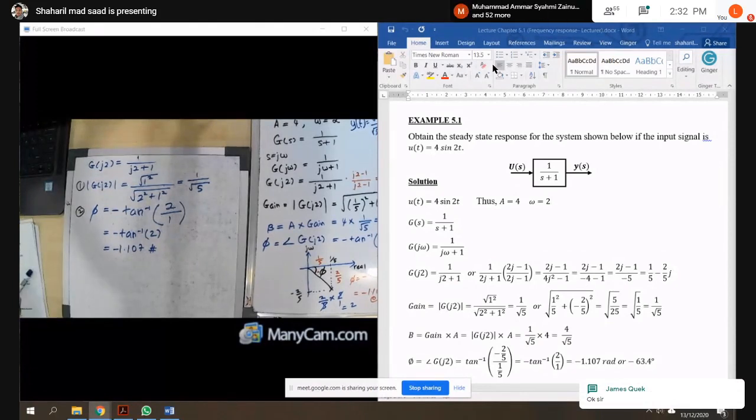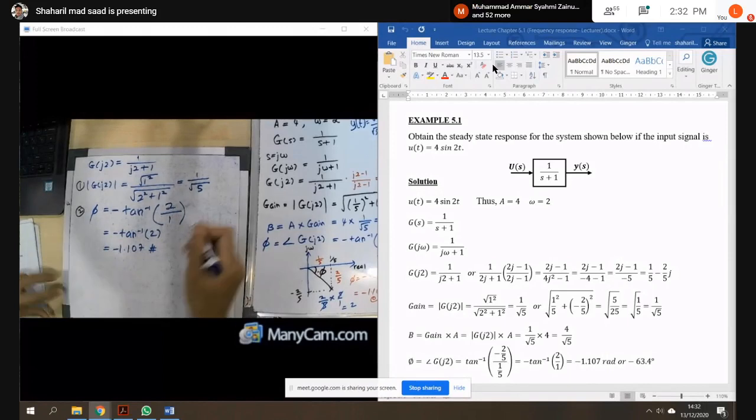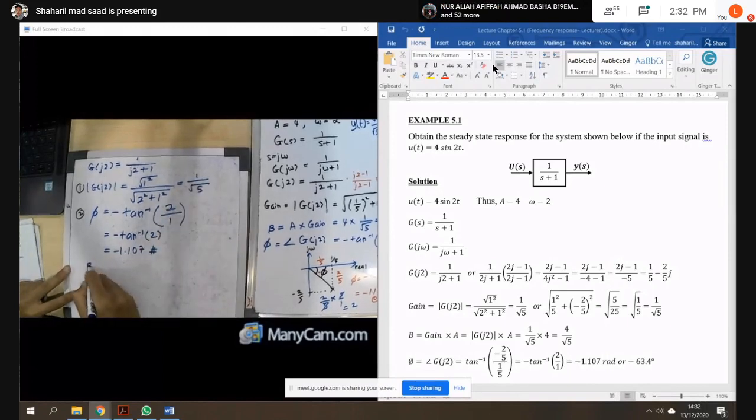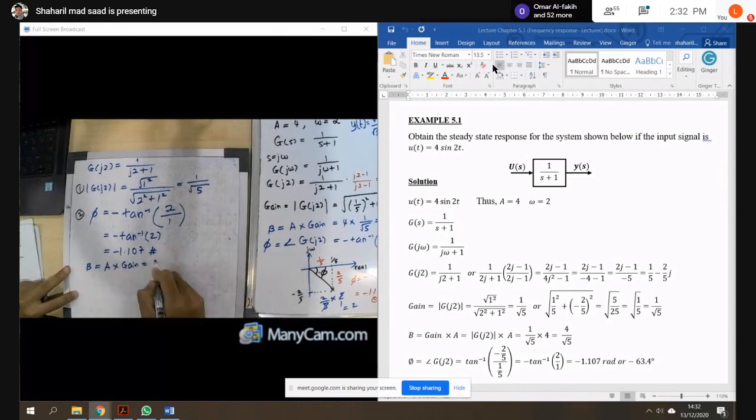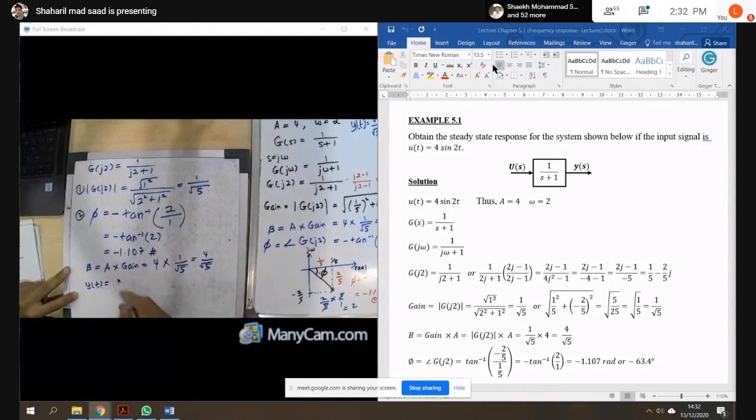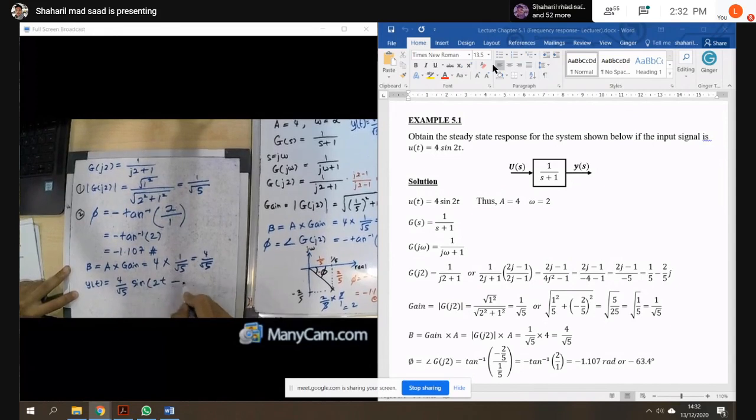Let me try to solve this one again. So you get B, that means A times the gain. So A is 4 times 1 over root 5, equal to 4 over root 5. Okay, done. And then y(t) is equal to 4 divided by square root 5 times sine 2t minus 1.107. Yeah, done. Then you can get full marks here.